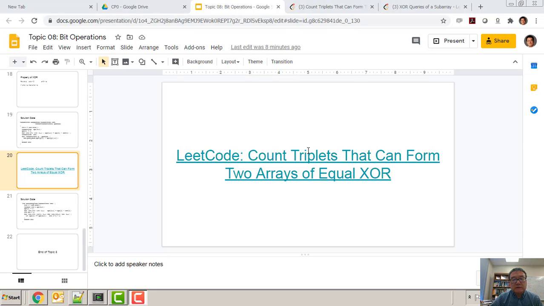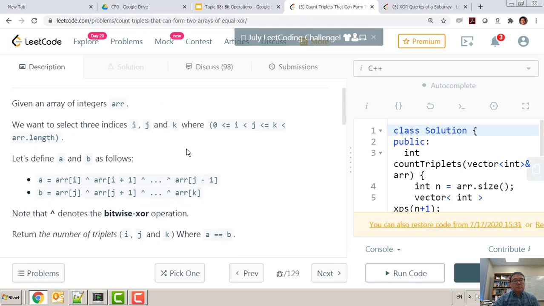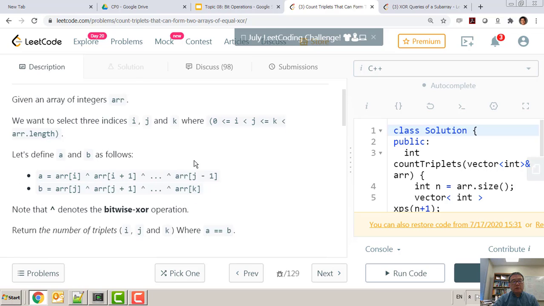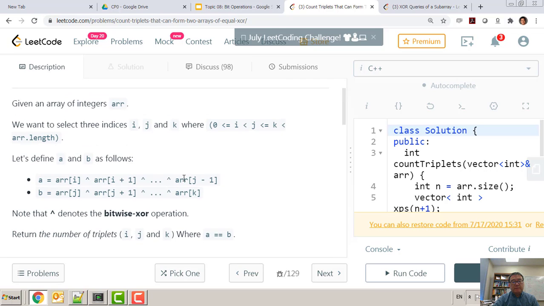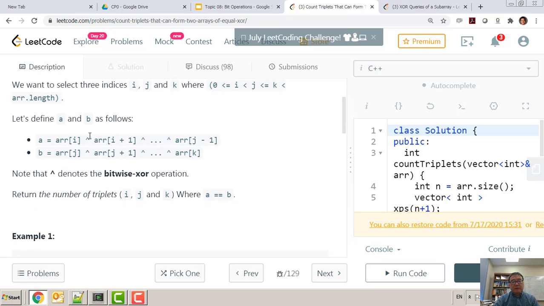Okay, so let's look at the last example problem, another LeetCode problem. We are given an array and we want to compute the number of triple indices i, j, k so that i is less than j, and we want i, j, k to satisfy the property that if we XOR everything from A[i] to A[j-1], and we XOR everything from A[j] to A[k], then they are equal. So A and B are equal.